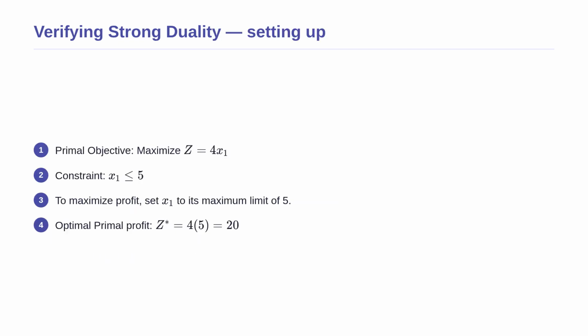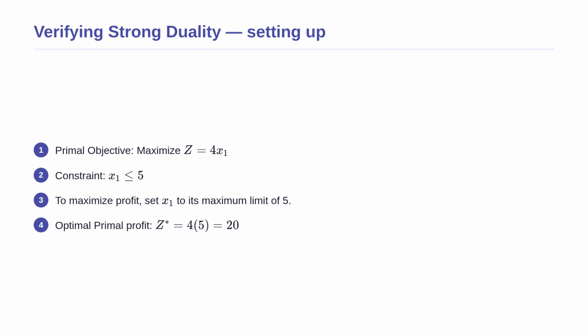Let us verify this incredible concept of strong duality using a very simple, intuitive example. Imagine a primal problem where we want to maximize profit based on a single product. We make $4 for every unit, so we maximize Z equals 4x1. However, we are limited by a single constraint. We cannot produce more than 5 units, so x1 is less than or equal to 5.